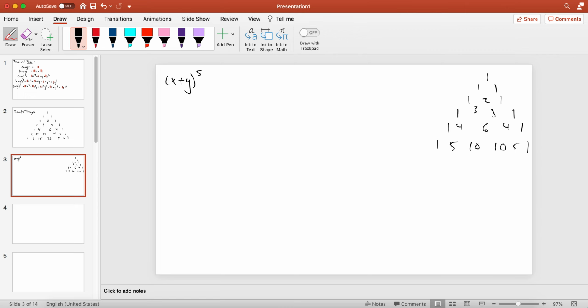So this actually corresponds to the 0th row. This corresponds to, I like to say the 1th row, or the row 1.